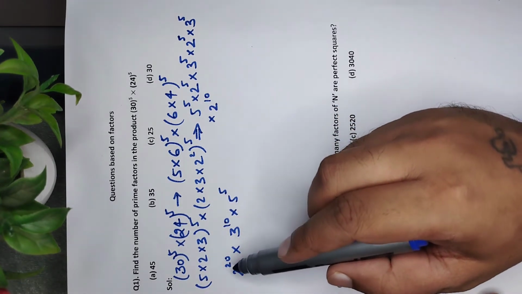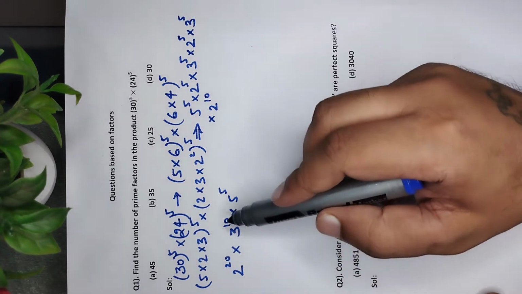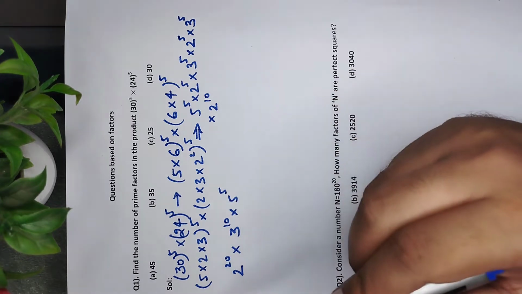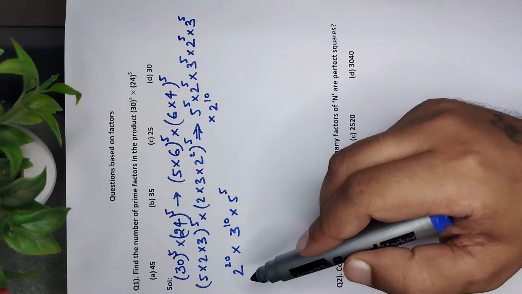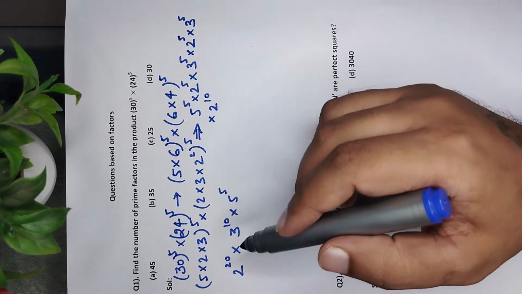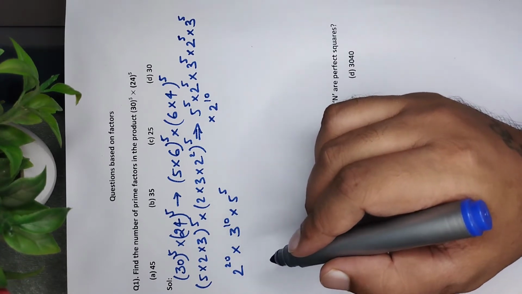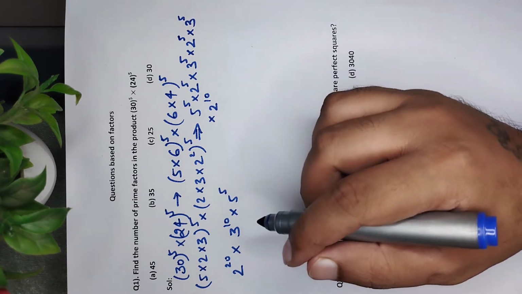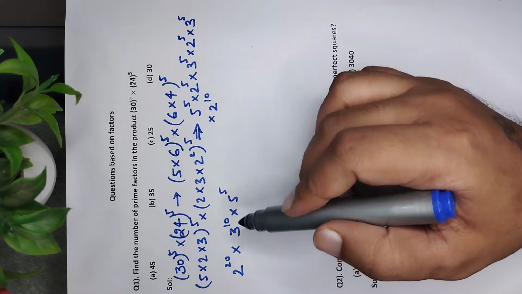Now if we have to find the number of factors in this, what we will do, we will just simply add 1 in the powers, that is 20 plus 1 is 21, 10 plus 1 is 11, 5 plus 1 is 6, and then we will multiply all of them. But as we have to find the number of prime factors in this, I have already told you that every number is a multiple of prime factors. There is no number in this universe which cannot be factorized into prime factors. Every number has prime factors.